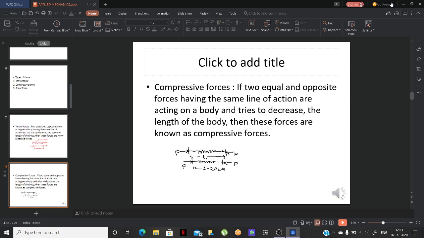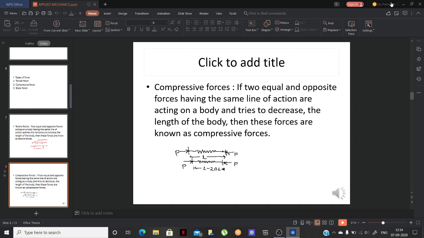Compressive forces. As shown in the figure, you have a spring. Two opposite and equal forces of magnitude P are acting on this spring. Due to this force, the length of the spring decreases.